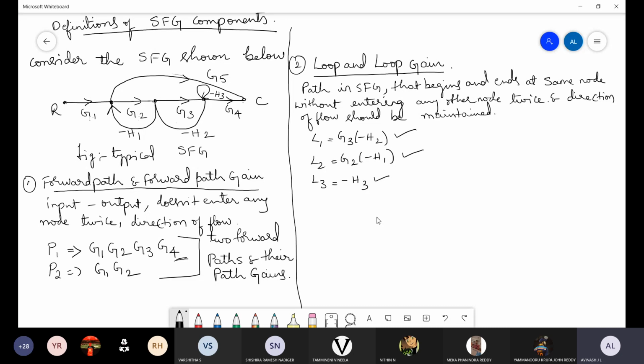So when you consider this one, loop means what? See, when you start from this particular node, we are traveling to this node and we are coming back to this node. Fine, clear. So that is exactly the thing. So now we can get the answer.